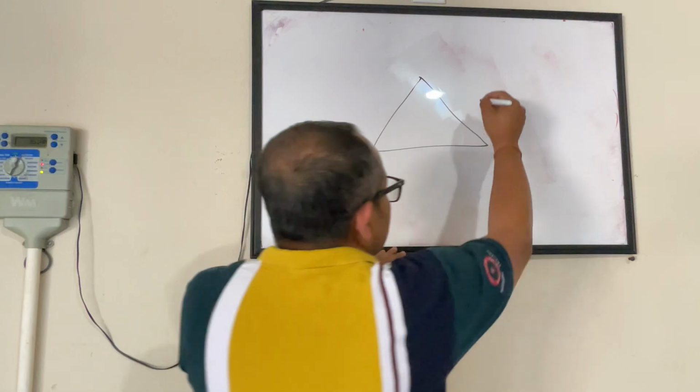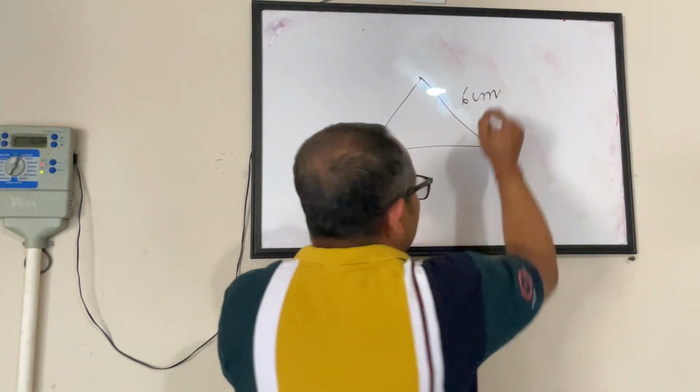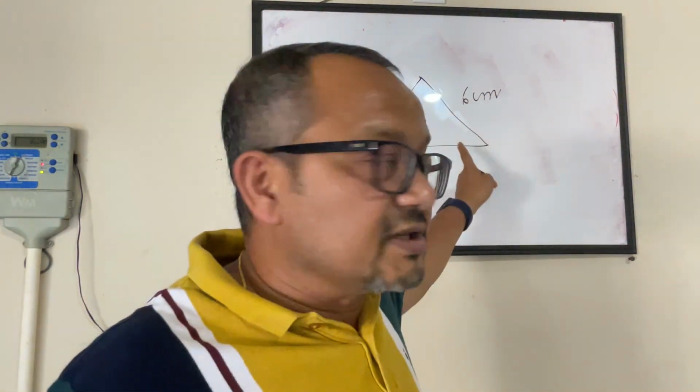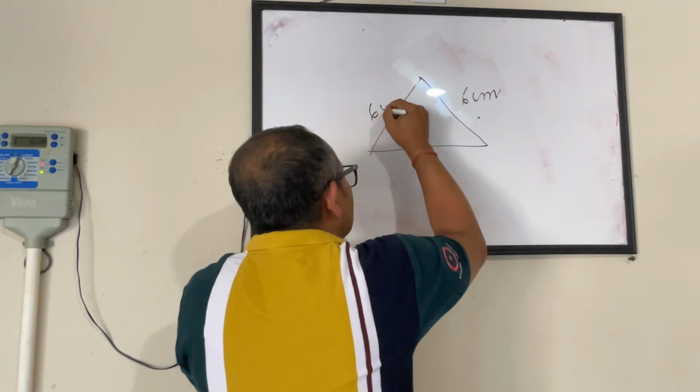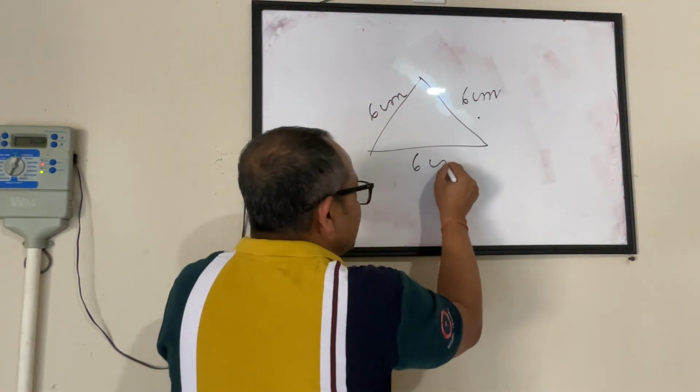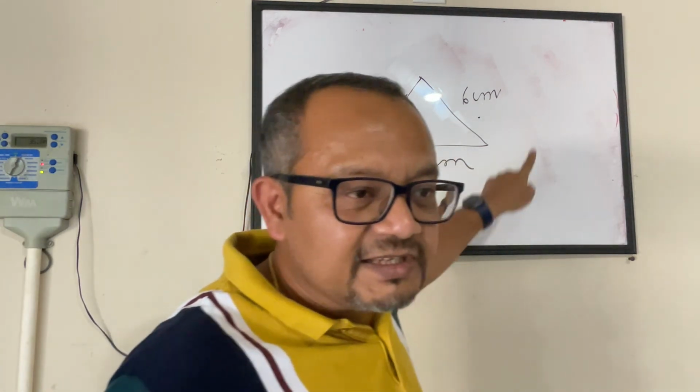So let's say somebody says one side is 6 centimeter. Find out the perimeter of this. So this is an equilateral triangle. So this side will also be 6 centimeter. This also will be 6 centimeter. And I will add 6 plus 6 plus 6. That gives me 18 centimeter.